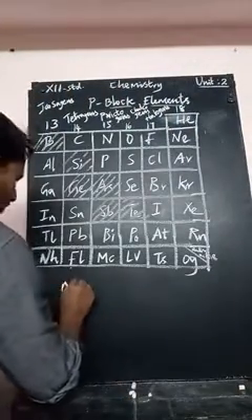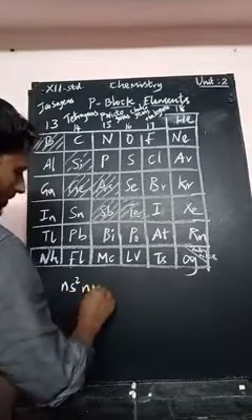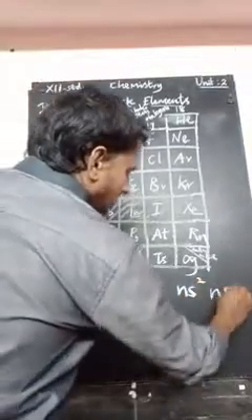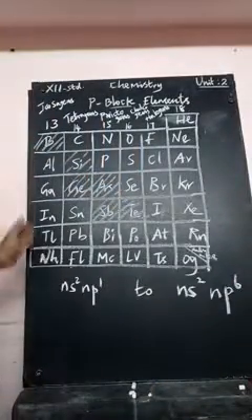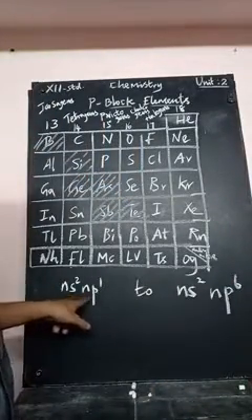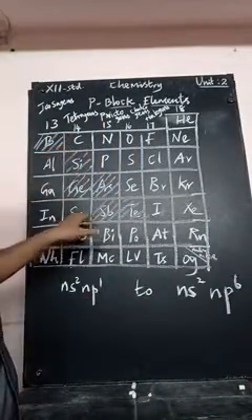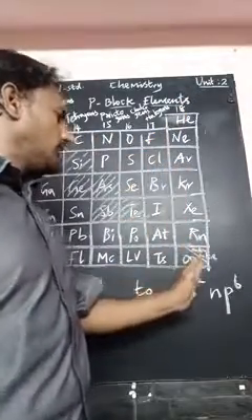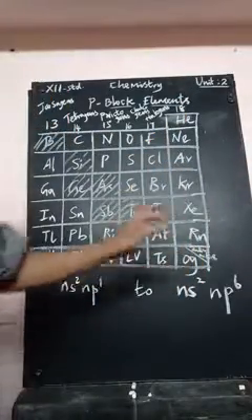They have the general electronic configuration ns2 np1-6. Boron family elements have the electronic configuration ns2 np1. Carbon, ns2 np2. Nitrogen, np3. Like that it goes. The 18th group elements have the stable, completely filled octet configuration.